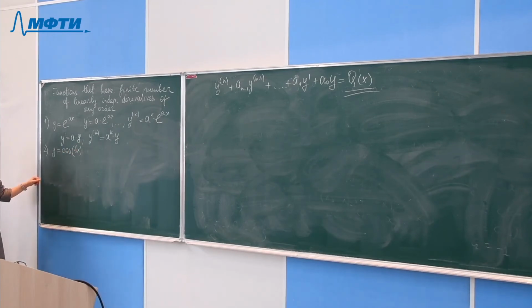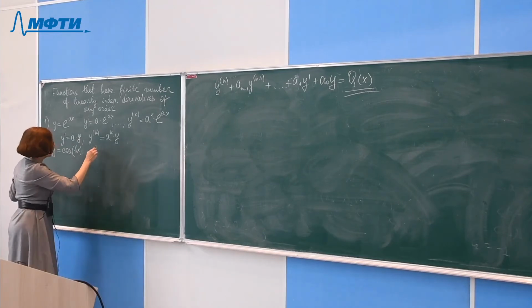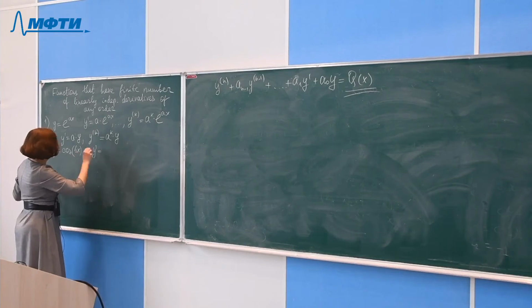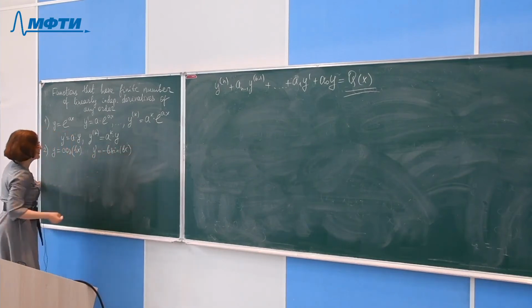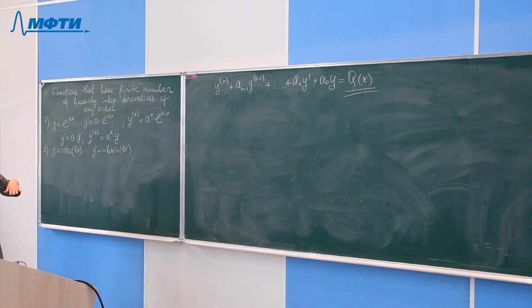Let's find the derivatives. If we take the first derivative, y prime will be equal to minus b sine bx. What about these two functions? Are they linearly dependent or independent? Independent, right? It is easy to check that these two functions are independent.